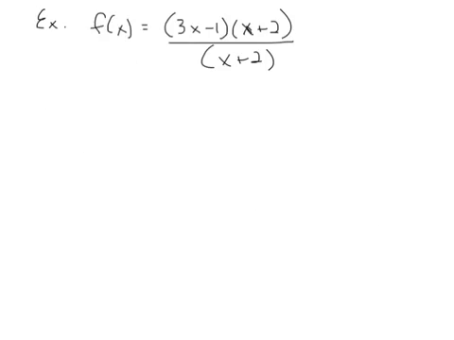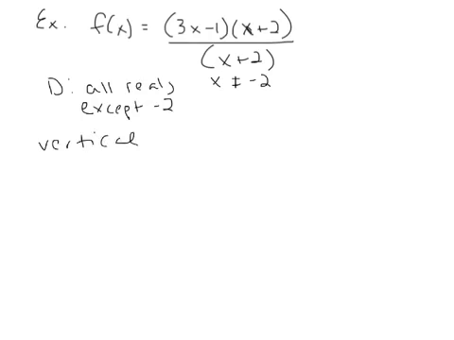Here's another example. This time the function is written in factored form. So when I originally look at this, I can come up with my domain right away. In this case, I have x can't be -2, so my domain is all reals except -2. So I have my domain. If I look at my vertical asymptotes, my possibilities are at x equals -2. And I need to see if that actually is going to be an asymptote or is it going to be a hole in the graph.